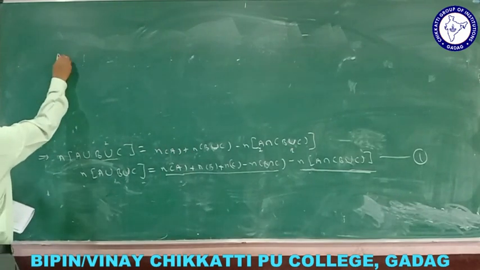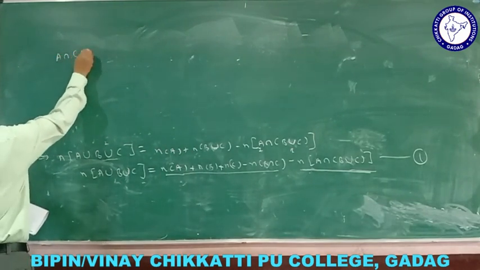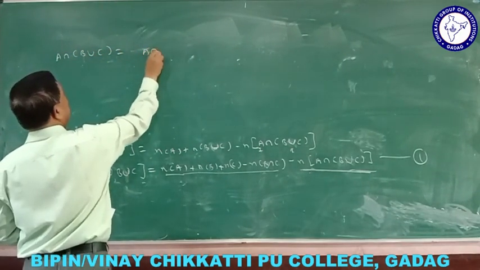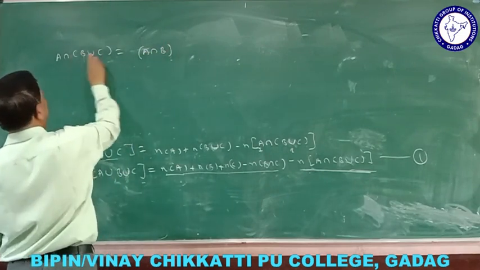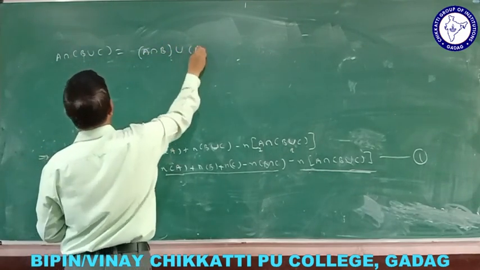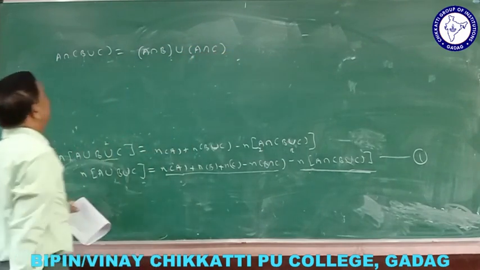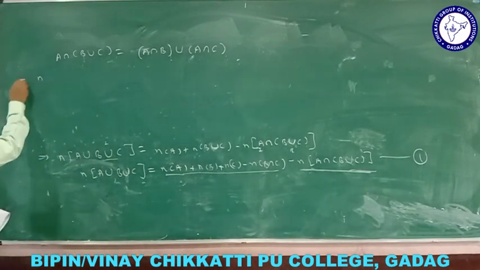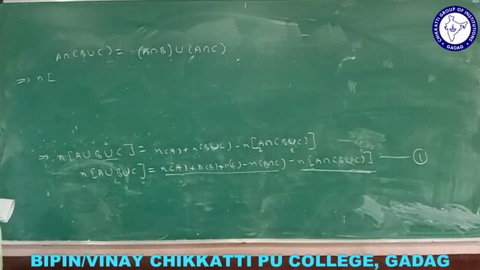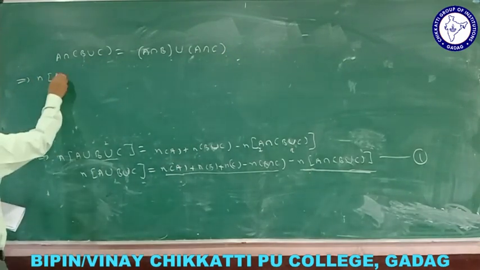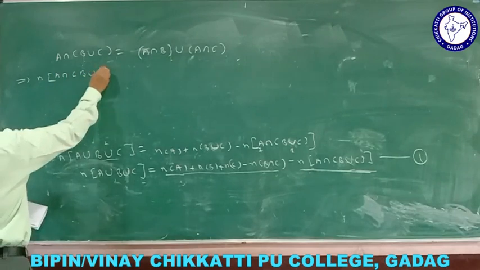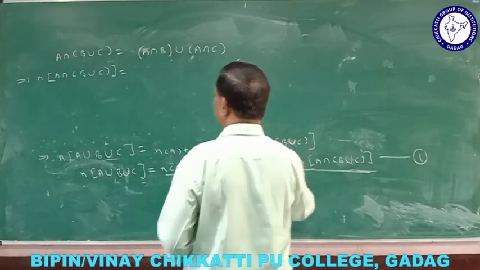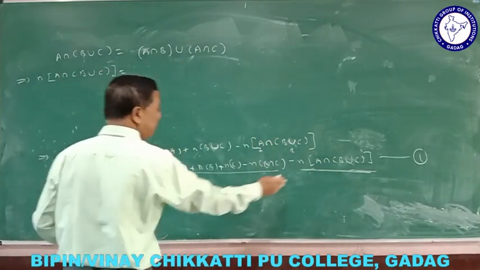What is the distributive law? This is the distributive law, A intersection of B union C. So what is the distributive law you have seen? This is A intersection B union A intersection C. I hope by distributive law we write like this. And suppose if you write, this implies the number of elements here you can see, and n of A intersection B union C is equal to, the same result is there. Whatever result we will find, you have to take it there.